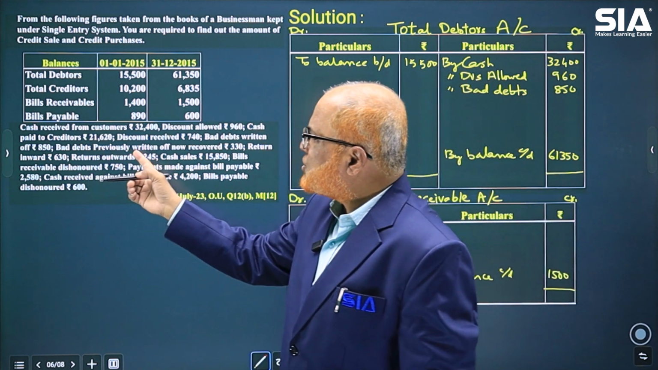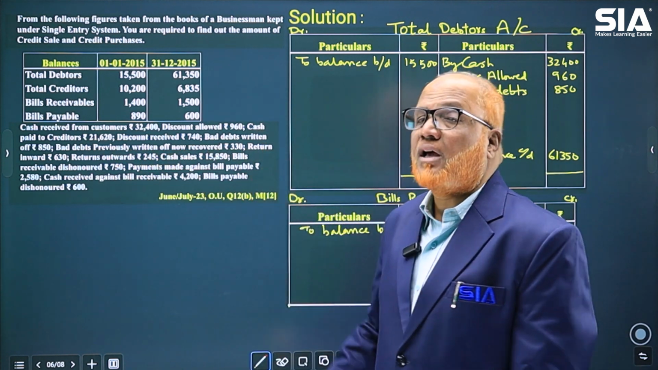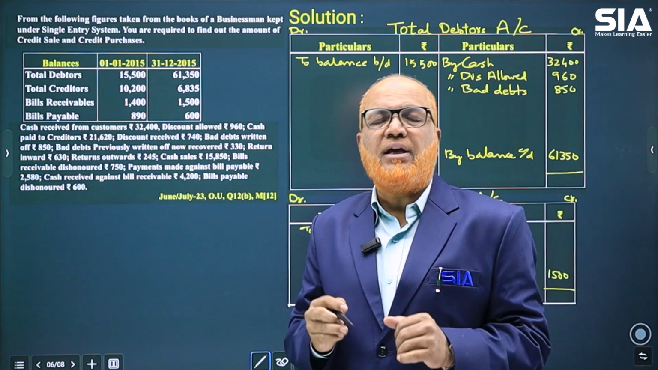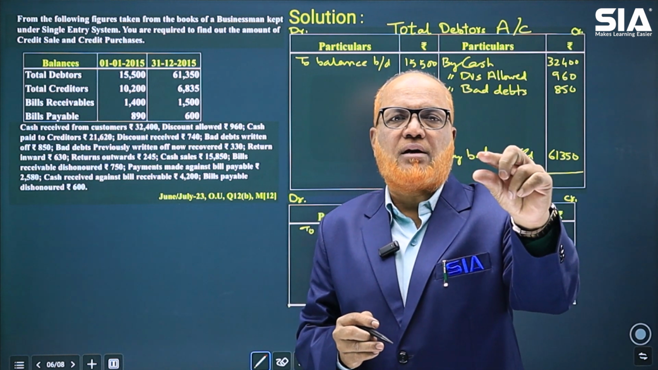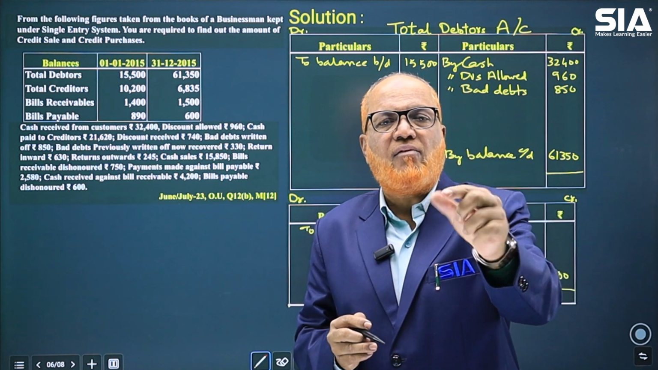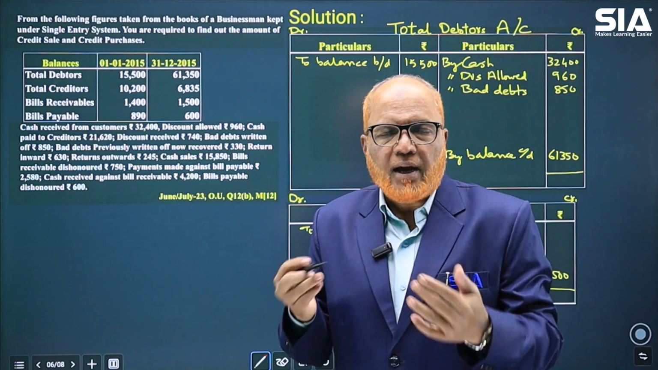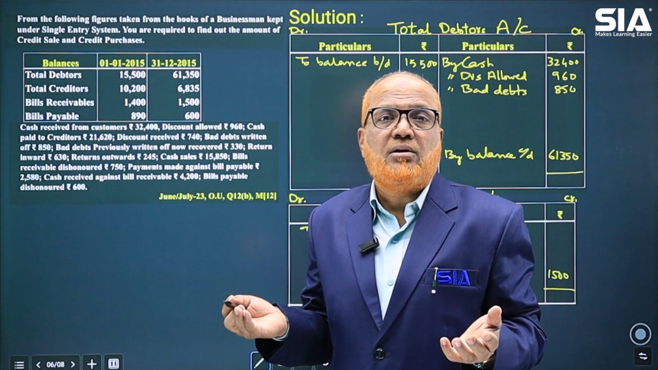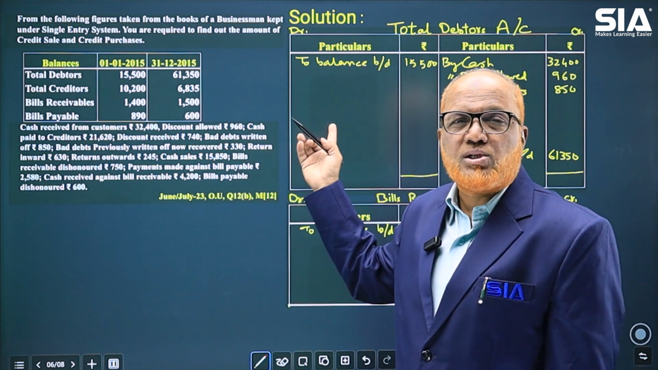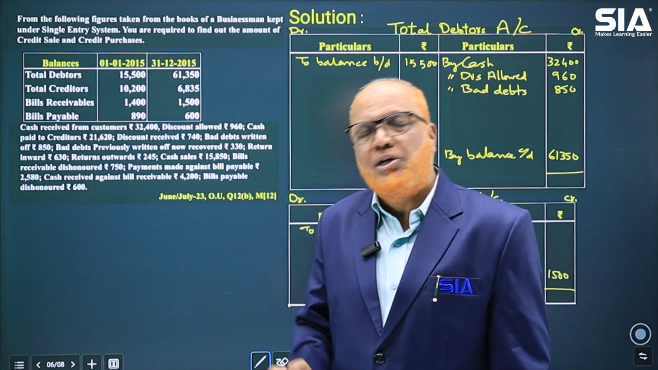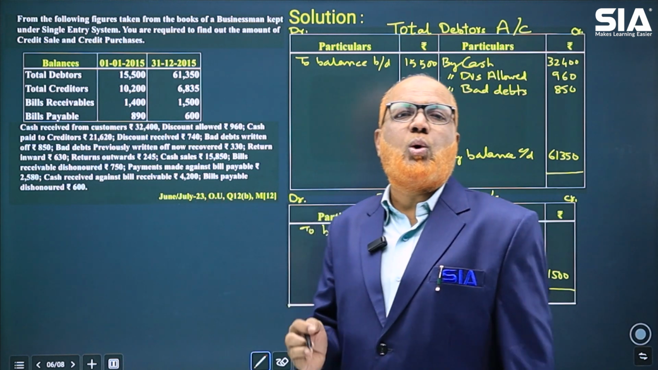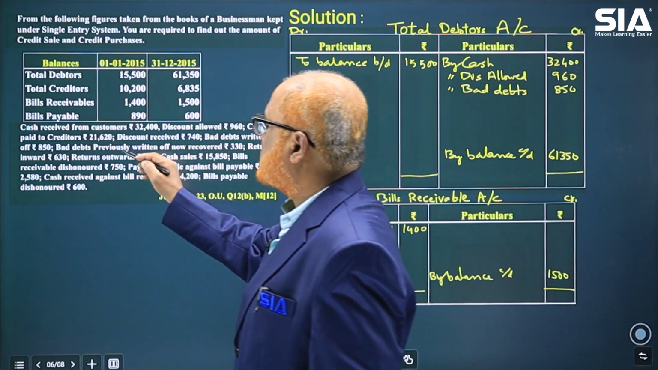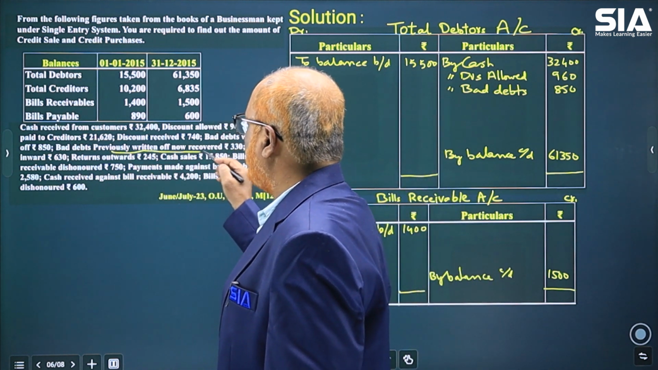Next, bad debts previously written off, now recovered. That means the entry for bad debts recovered is cash account debtor to bad debts recovered account. A new account will be opened called bad debts recovered account, but we are not making that account. We are making only two accounts, debtors account and bills receivable account. So bad debts recovered will be ignored. That will not come under debtors account. This very important point, you have to remember.